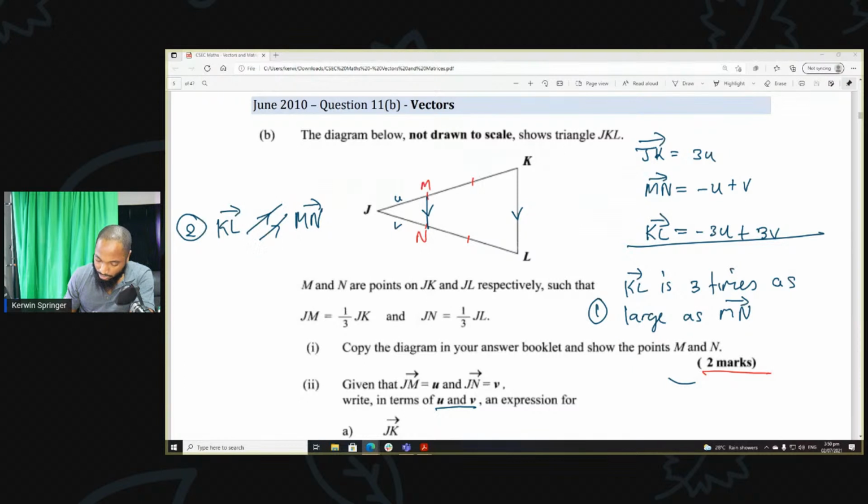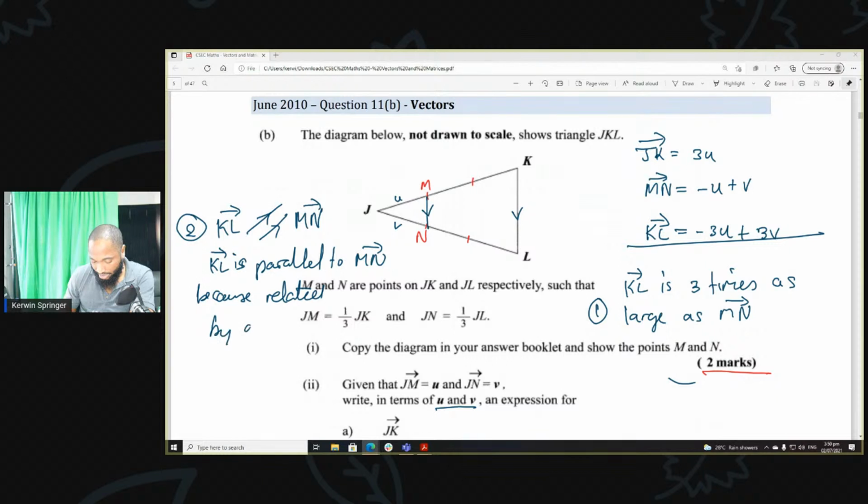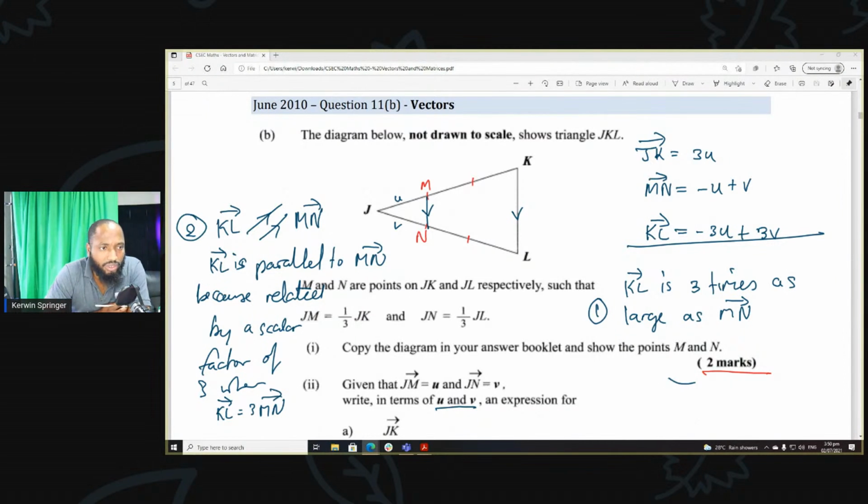I put this here. I see people using this in textbooks. I don't know if that is standard CXC notation. So you need to write all that. KL is parallel to MN because they are related by a scalar factor of 3, where KL is equal to 3 MN. You want to be a little complete.